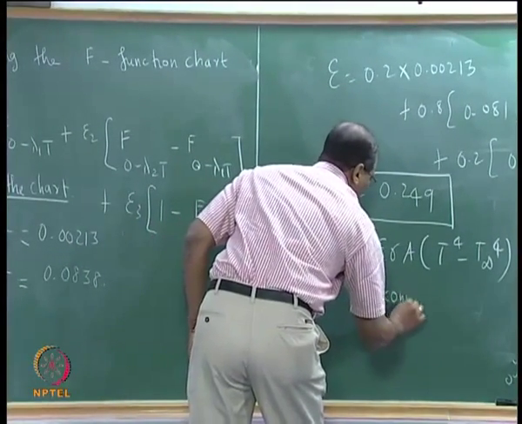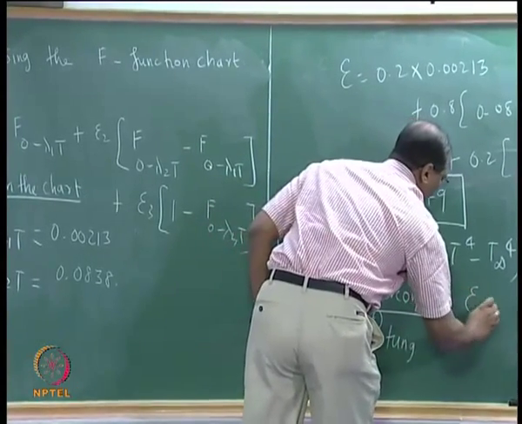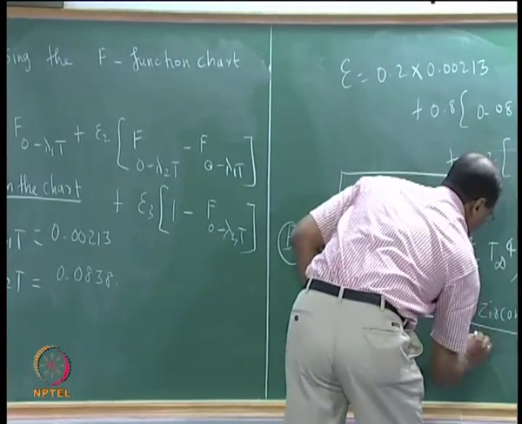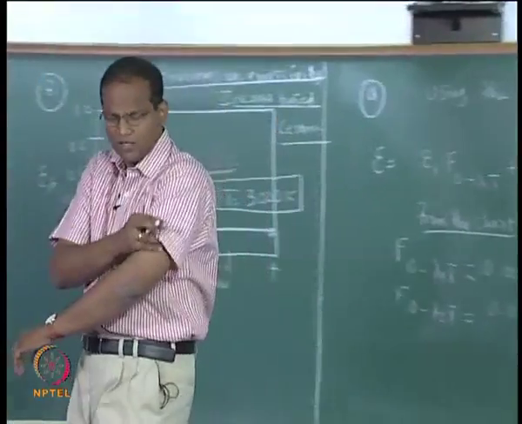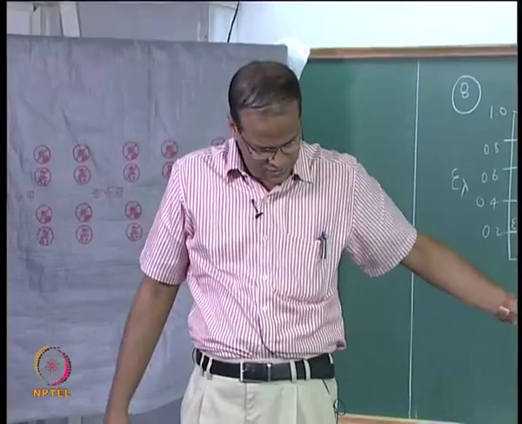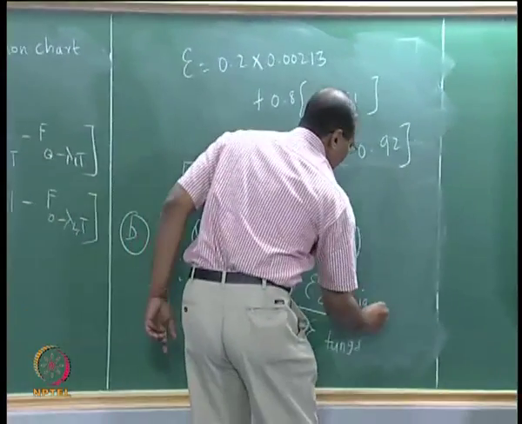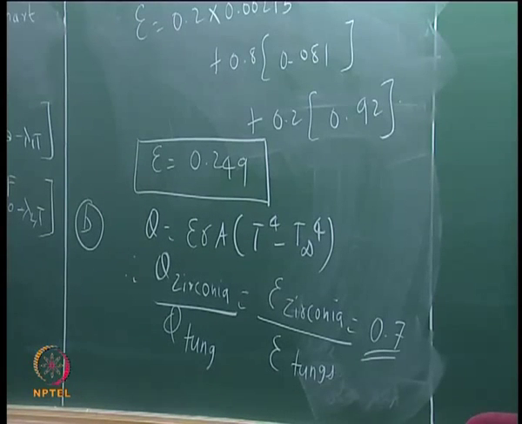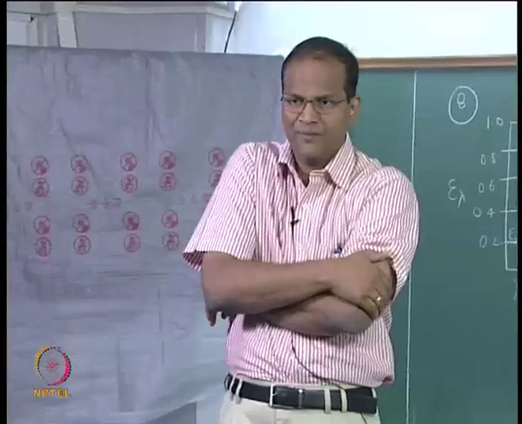Q zirconia by Q tungsten. What is the emissivity of the tungsten? So how much is this? 0.7. Okay. So the zirconia bulb consumes only 70% of the power to be at the same temperature.